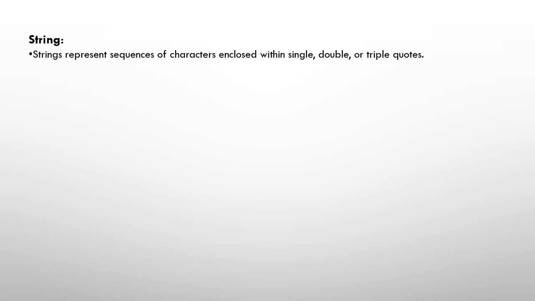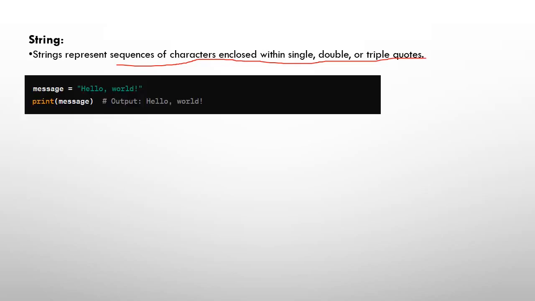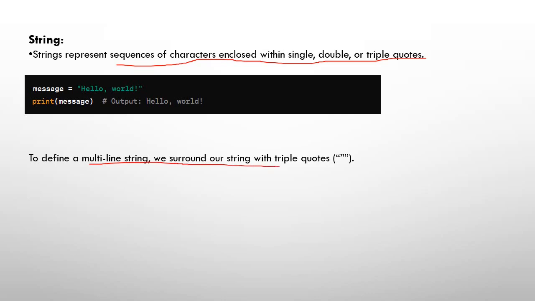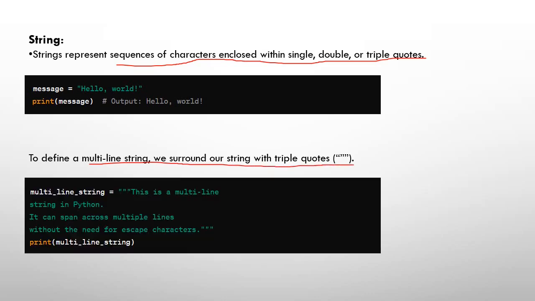Now coming to the string data type. Strings represent sequences of characters enclosed within single, double, or triple quotes. Here, variable message holds a single line string, hello world. To define a multi-line string, we surround our string with triple quotes. As shown in the given example, triple quotes are used to assign a multi-line string to a variable. Hence, a multi-line string can be printed in Python using triple quotes.